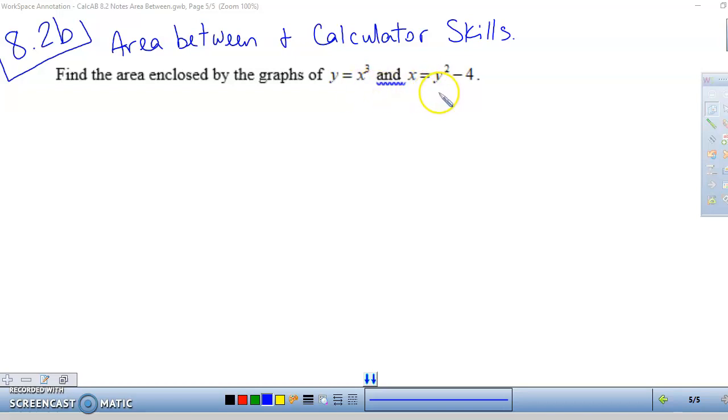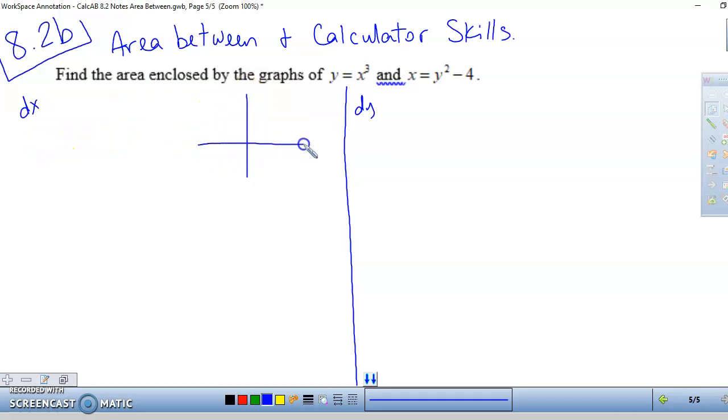Now, in this particular case, the plain old top minus bottom actually doesn't work. So I'm going to show you basically what I mean. So over here, we're going to do this as a dx problem. And then over here, we're going to do it as a dy problem. Okay, so first thing is a good idea to get a sketch going. So I'll just do a quick sketch of what this graph looks like. So y equals x to the third basically looks like this.